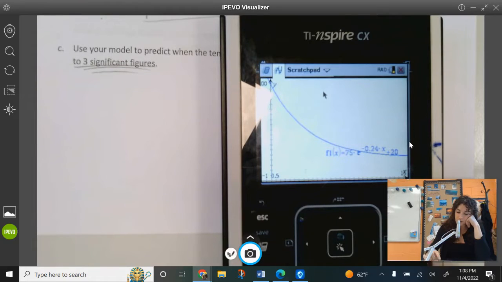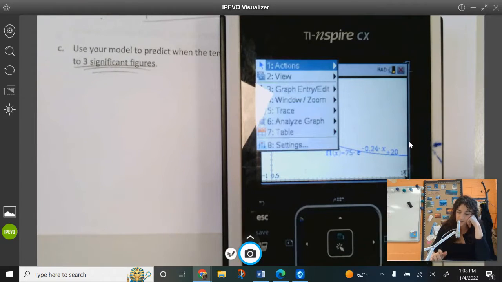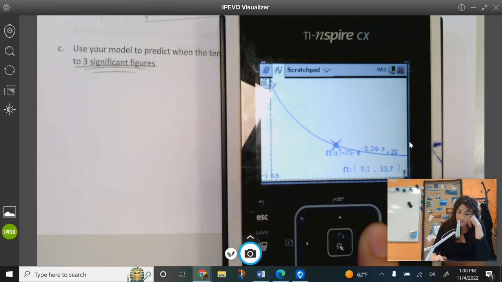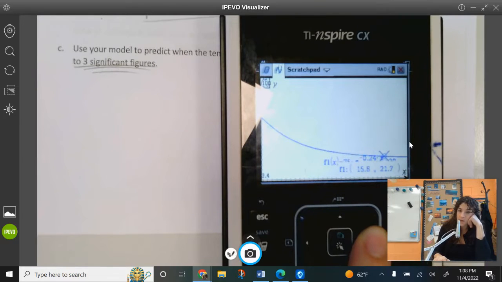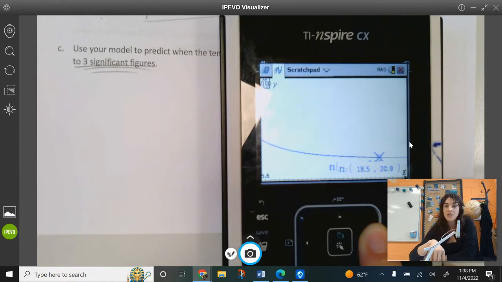And if we trace, we can ask: when is it getting close to 20? When is it going to be equal to 20? And hopefully by this point, you're starting to think it'll never be equal to 20, because it's the horizontal asymptote. The whole point of what we made this to be was that it tapers off, never reaching 20.